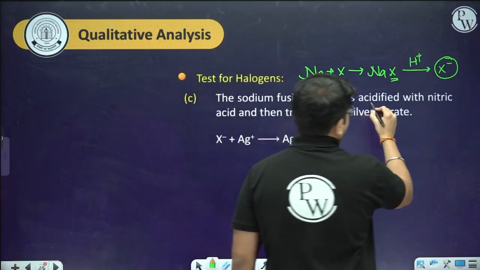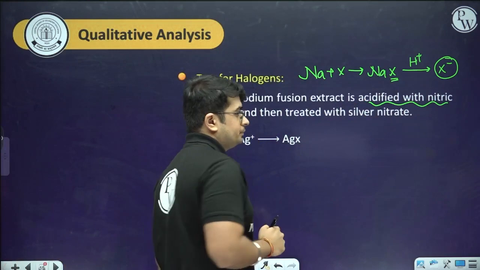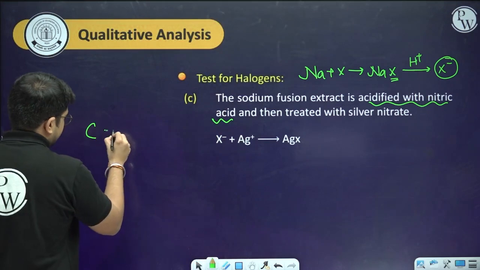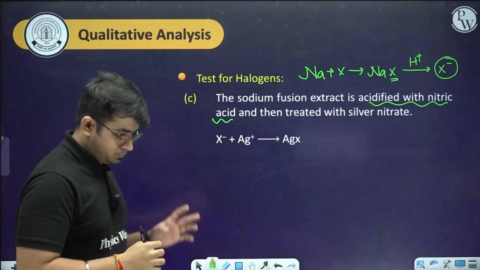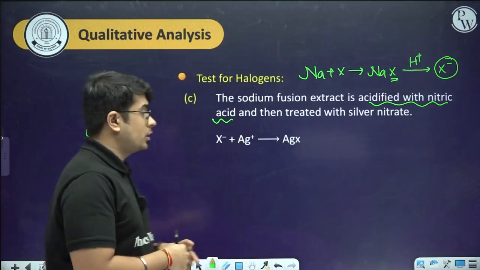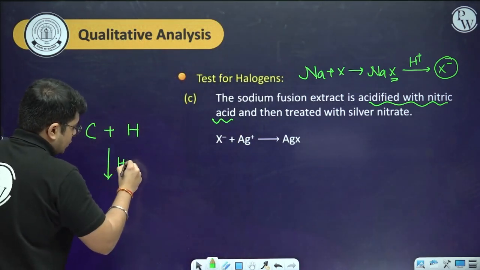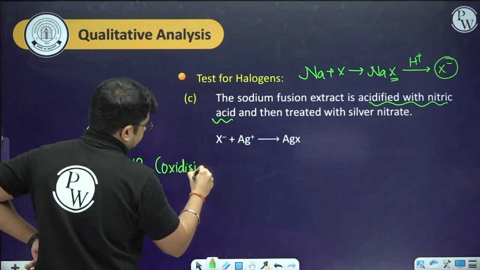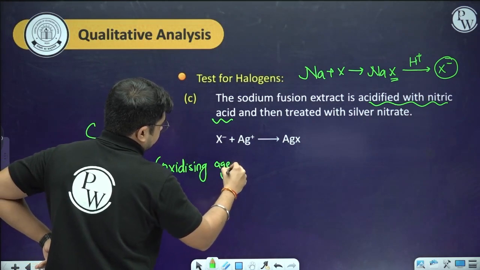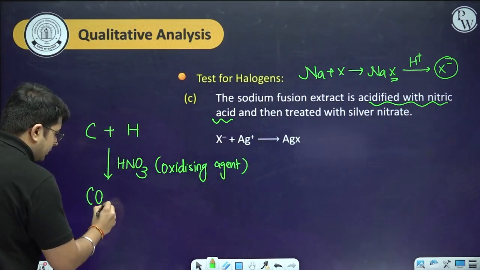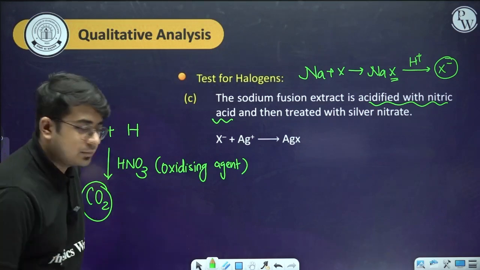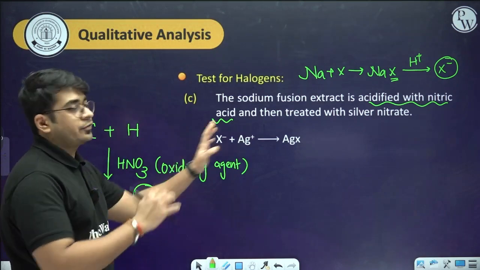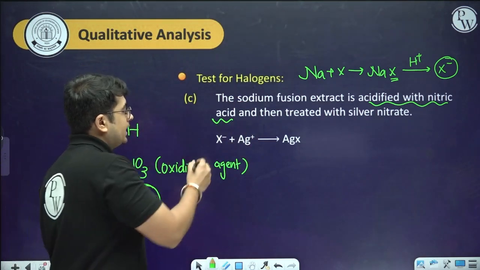Why are we using this acidified nitric acid solution? Because if carbon and hydrogen both are present, coming from the hydrocarbon, then in presence of HNO3, which is a good oxidizing agent, this carbon is going to be converted into CO2, and you can remove that particular part. And hydrogen can be converted into water, which is not going to interfere with the reaction. And eventually, you will be left with only X negative ion.